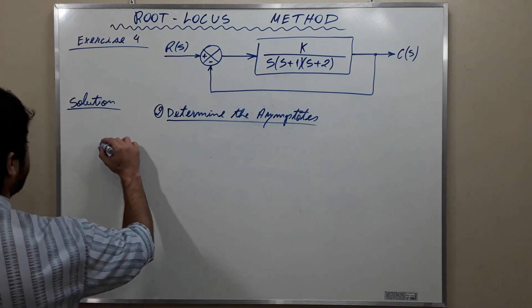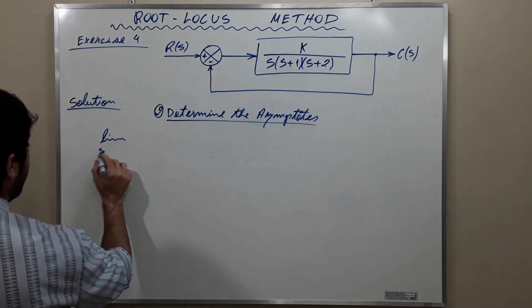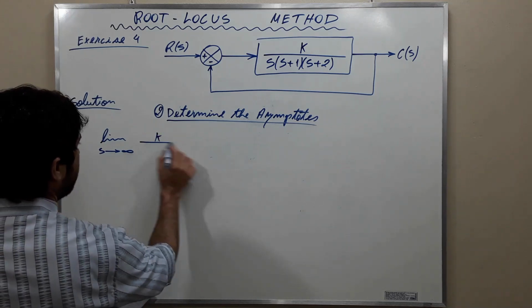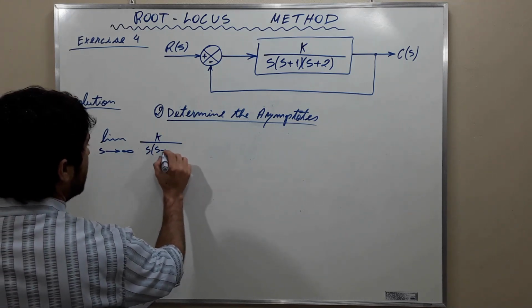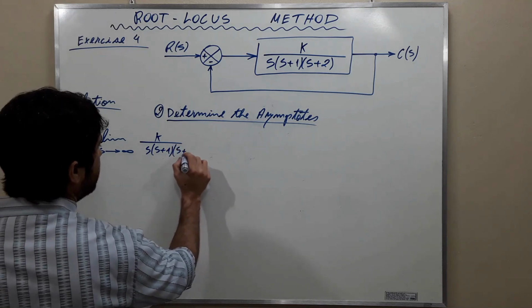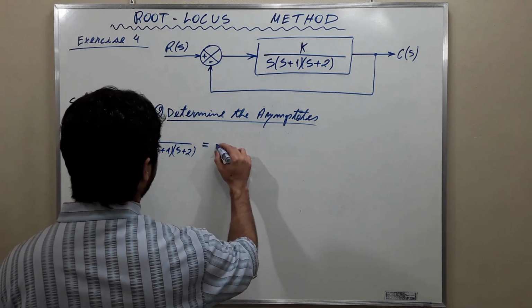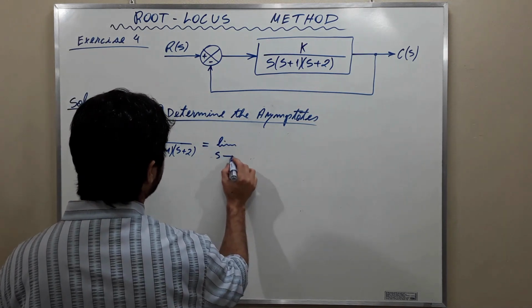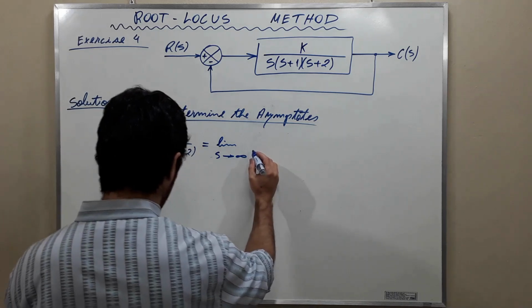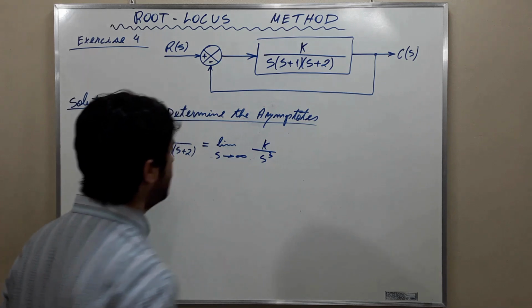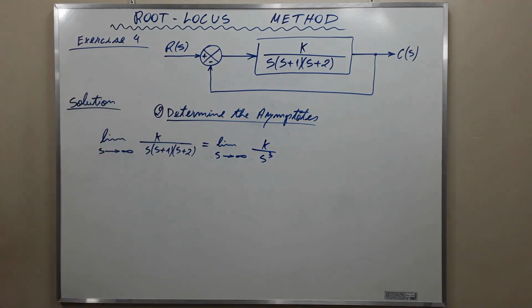The limit of s going to infinity of k over s plus 1, s plus 2 is equal to the limit when s goes to infinity of k over s cubed. Okay? If we select a point very far from the origin, this approximation can be done.